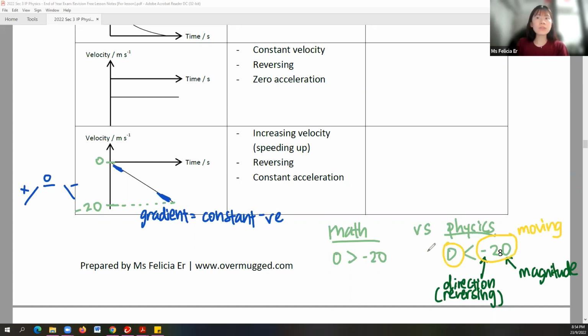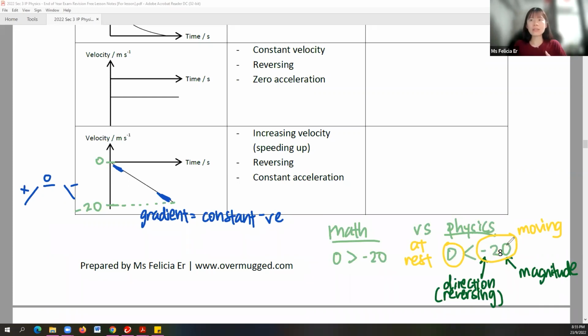As compared to 0, 0 is at rest. So when you are reversing at the speed of 20, isn't that a faster speed than at rest? So that's why in physics, negative 20 is bigger, because for physics, the negative doesn't affect the value. Negative only tells you the direction.